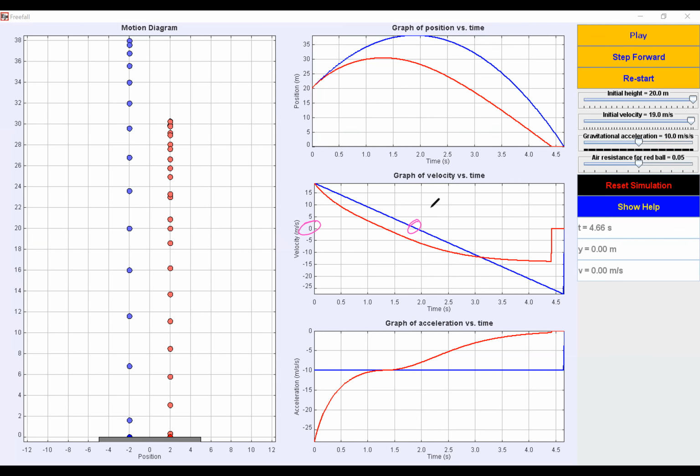Because it's the constant gravity acceleration. Look at that. They even round to -10. Now the red one looks crazy, right? Because that's not only taking into account gravity, but it's taking into account air resistance. Aren't you glad we're not going to deal a lot with air resistance?